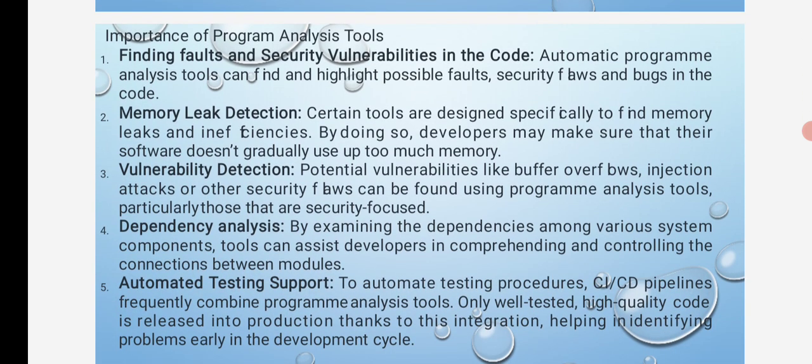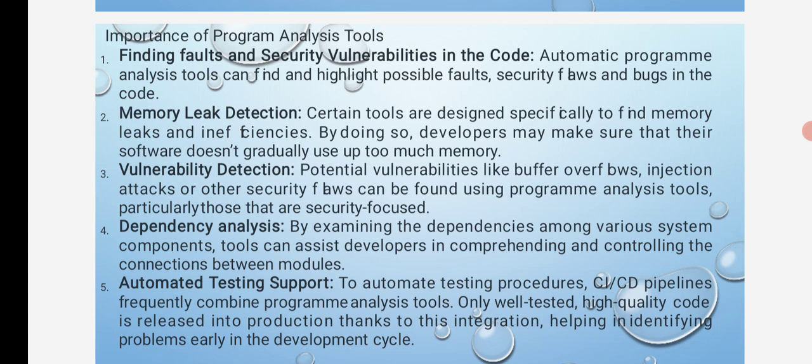Finding faults and security vulnerabilities in the code. Automatic program analysis tools can find and highlight possible faults, security flaws and bugs in the code. The second one is memory leak detection. Certain tools are designed specifically to find memory leaks and inefficiencies. By doing so, developers can make sure that their software does not gradually use too much memory.